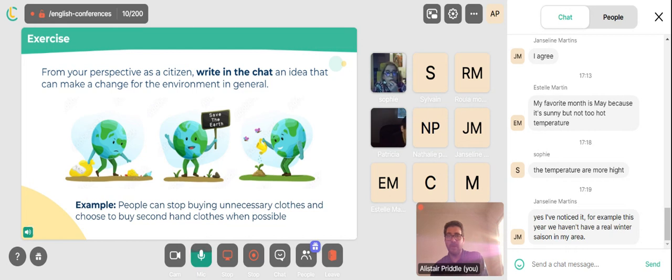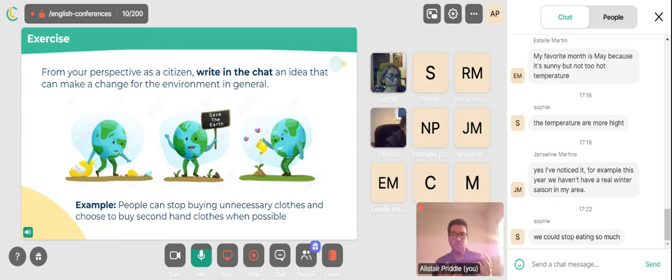So we have another exercise here. We've been expressing some opinions in the chat already. So we want to think a little bit more at this exercise. Again, we can participate in the chat. From your perspective, from your view as a citizen, write in the chat an idea that can make a change for the environment in general. There's an example here on the screen. People can stop buying unnecessary clothes and choose to buy second-hand clothes when possible.